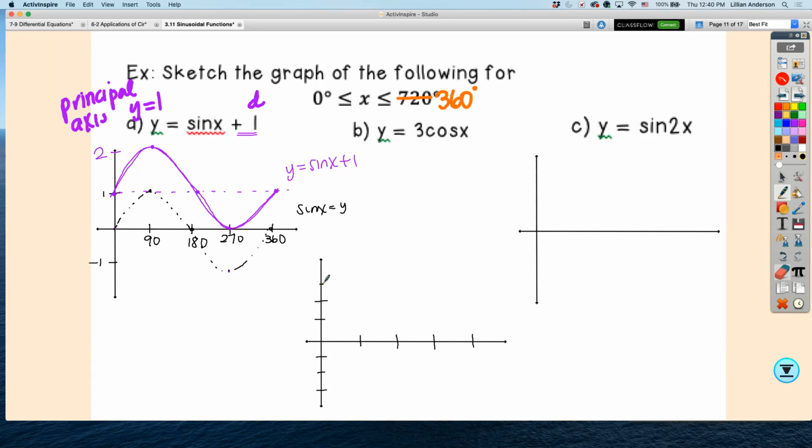So cosine is at 0, 1, 90 degrees, 0, 180 degrees, -1, 270, 0, and then 360, 1. This right here is the parent graph of cosine x. This is the graph that's going to be transformed in some shape, way, or fashion.